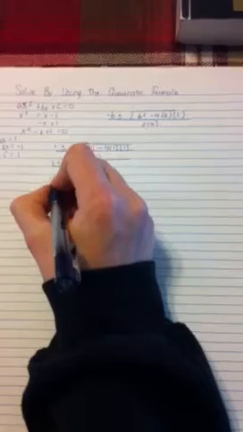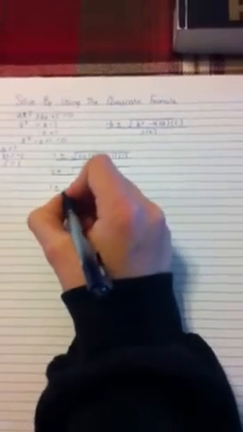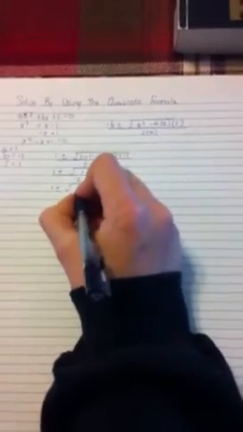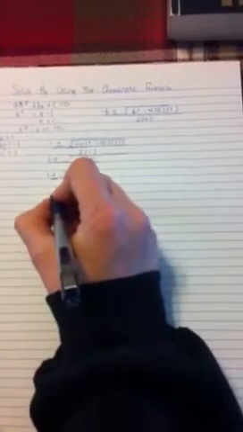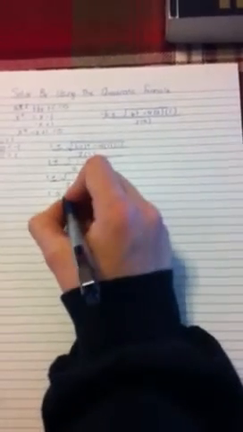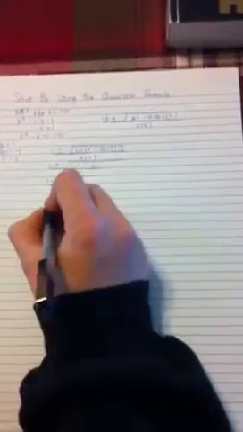Now we're going to simplify again what's under the radical, so we have 1 plus or minus the square root of negative 3 divided by 2. Now the square root of negative 3 is a complex number, so the negative is going to come out and become an i. So we're going to have 1 plus or minus i square root of 3 all divided by 2.